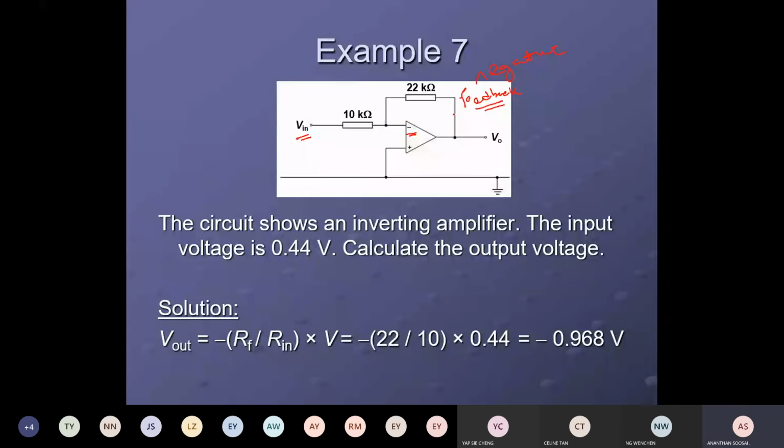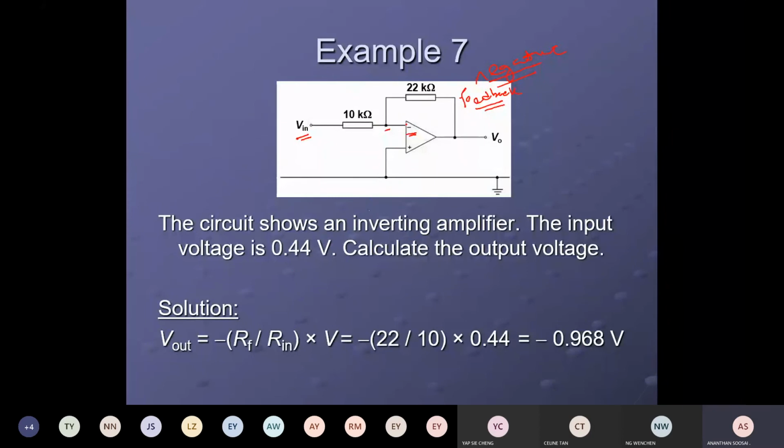Sometimes they ask what is meant by feedback. Feedback means a fraction of the output channelled back to the input. Don't specify inverting or non-inverting, then it's just feedback. If they say negative feedback, you must specify: a fraction of the output channelled back to the inverting input. I think most of your circuits in your syllabus use negative feedback.